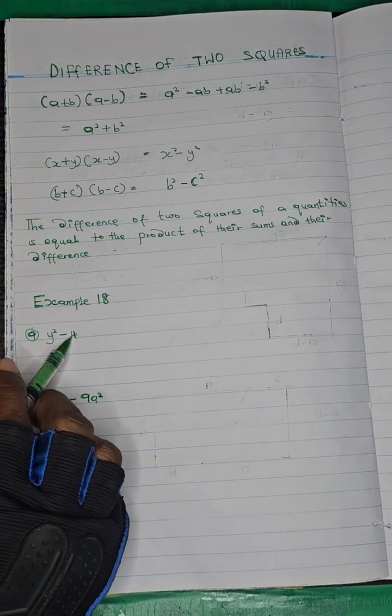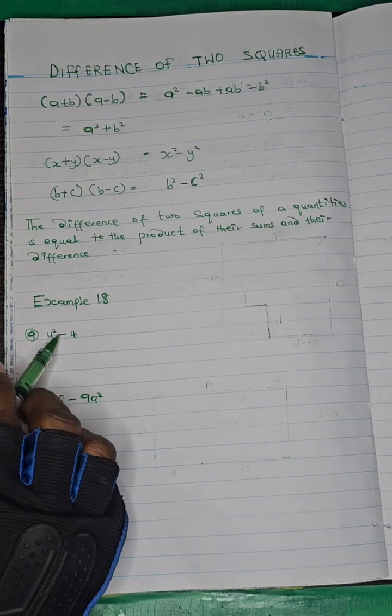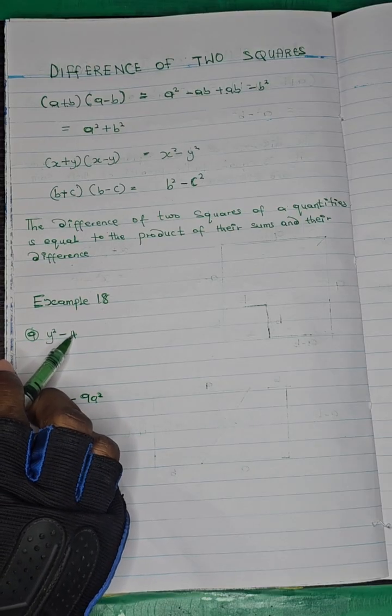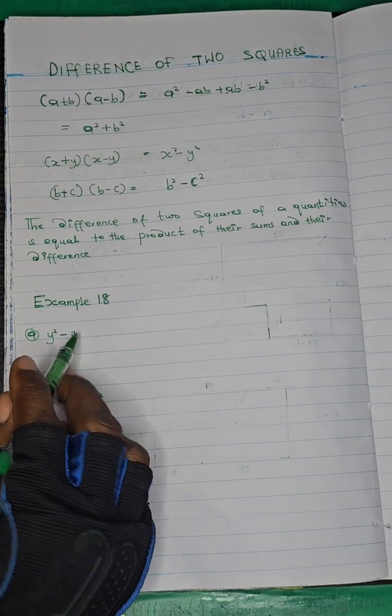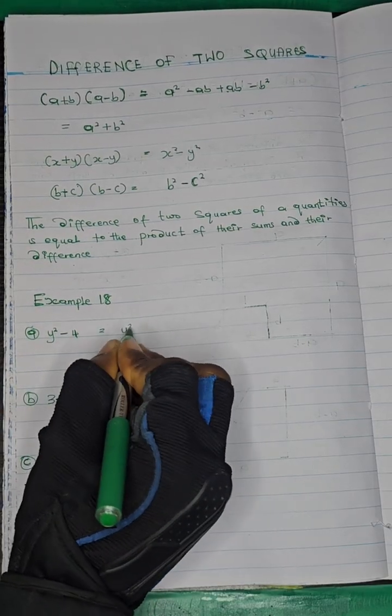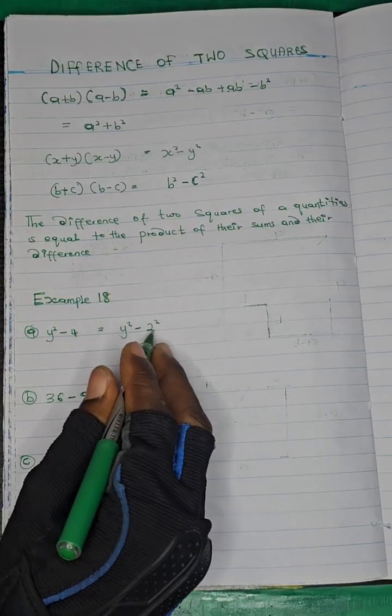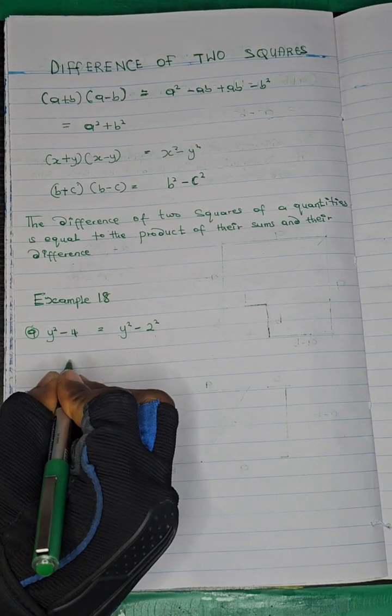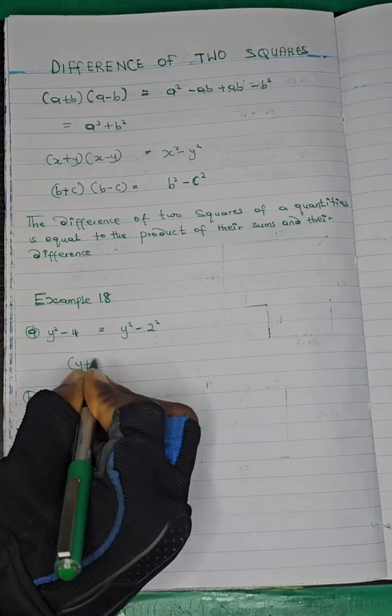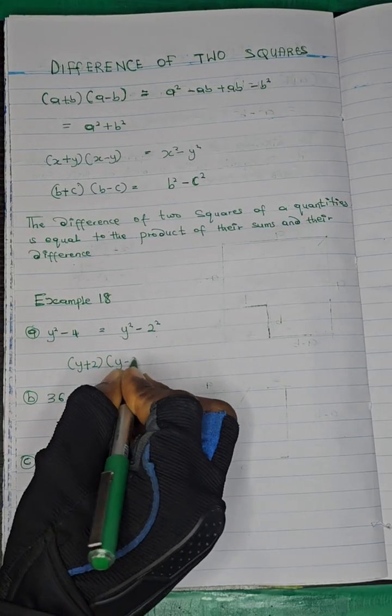Now you have y squared minus 4. You already know that 4 is a perfect square, right? 4 is 2 raised to power 2. You can also write this as y squared minus 2 squared. Now we have the difference of two squares. So simply know that this is y plus 2, y minus 2.